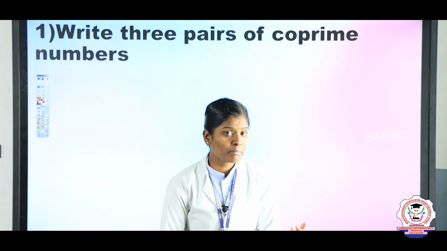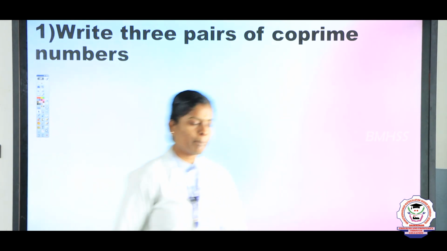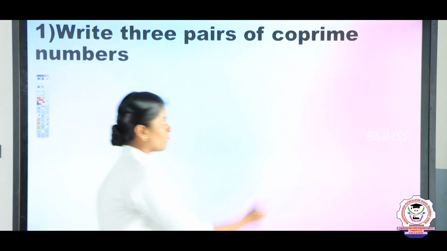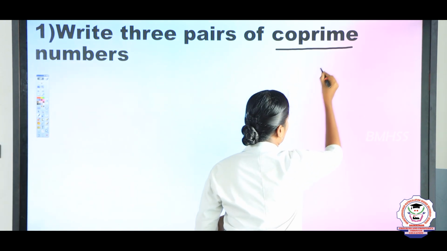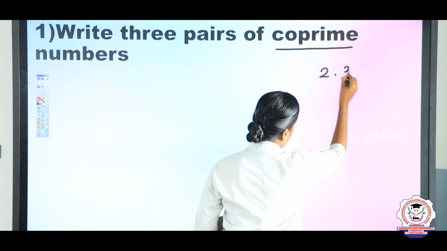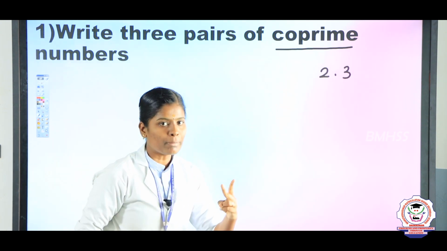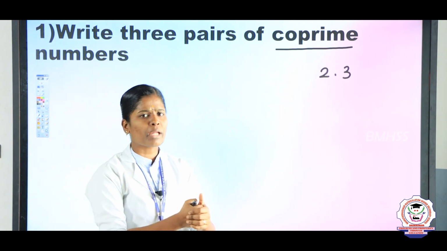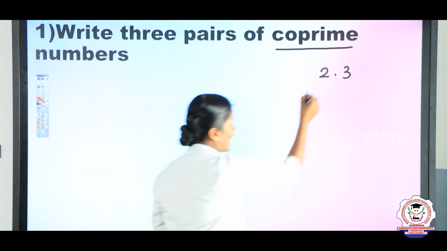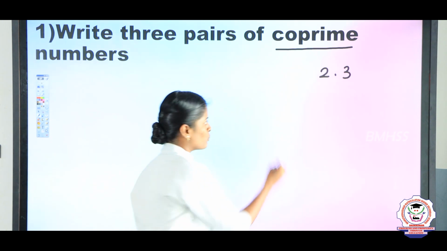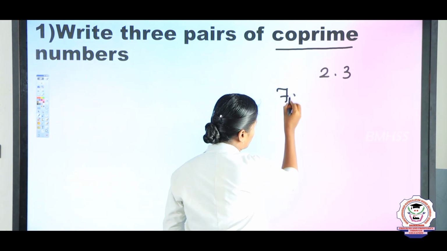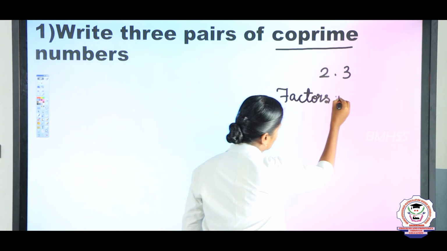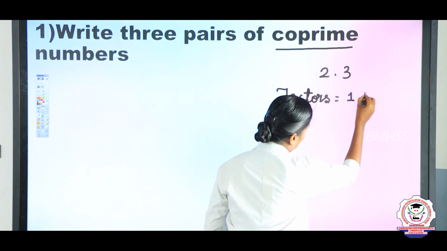What are co-prime numbers? The pair of 2 numbers. For example, I will take 2, 3. The pair of 2 numbers which have no common factors other than 1 are called co-prime numbers. Listen children, I am going to find the factors of 2. So here the factors of 2 are 1 and 2.